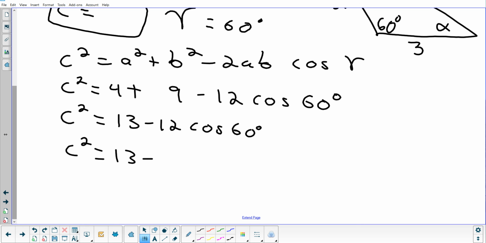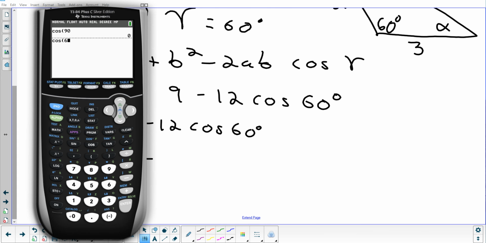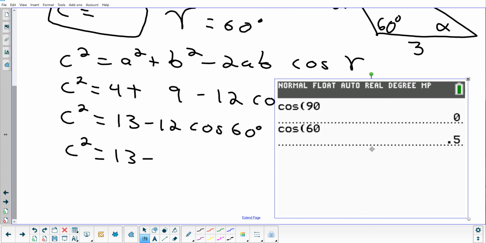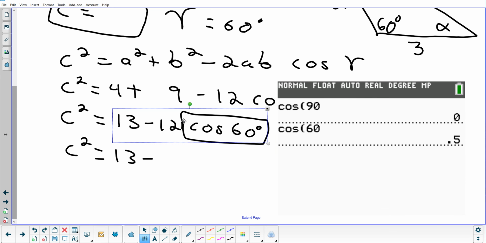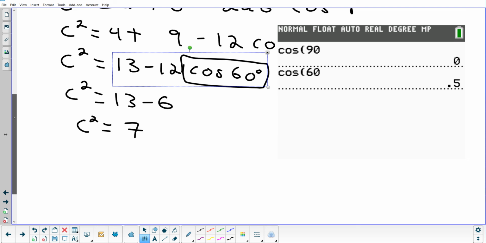So we're going to have 13 minus, and let's type in cosine of 60. Well, the cosine of 60 is a half. This is 1/2. What's half of 12? 6. Now you can do 13 minus 6. That's fine. You get 7.